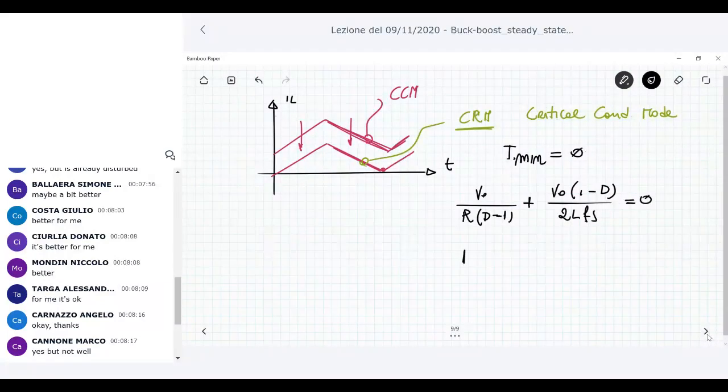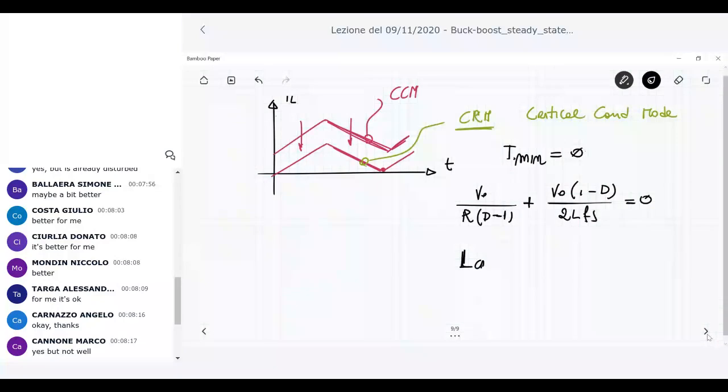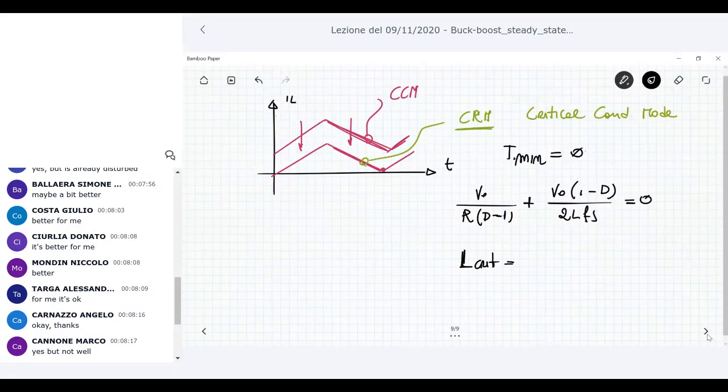From this expression, we can derive a critical inductance. And this critical inductance is R times (1 minus D) squared divided by 2 times fs.